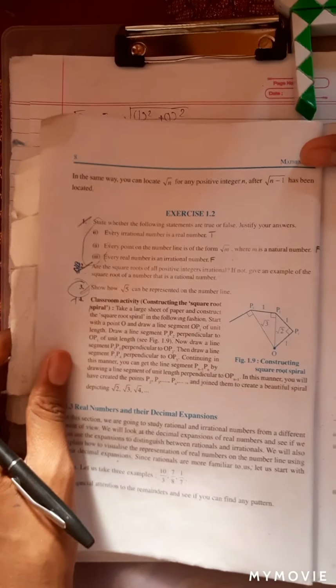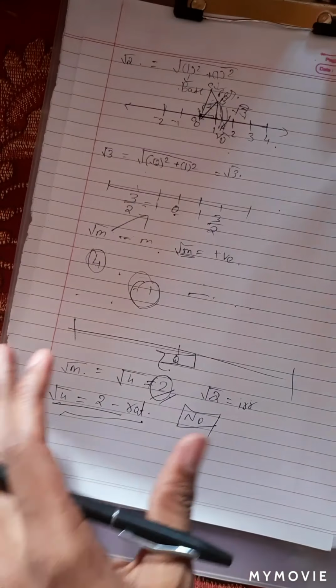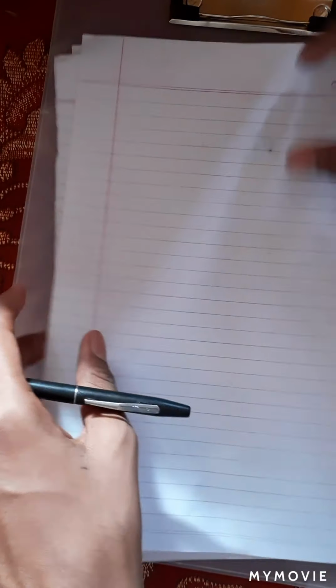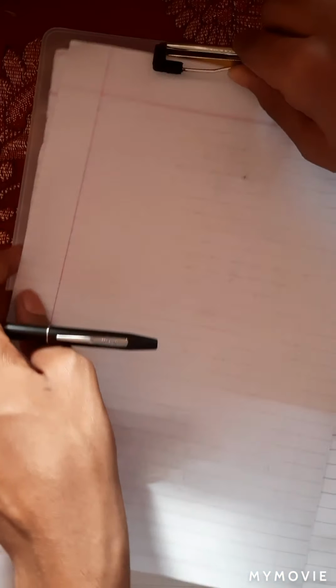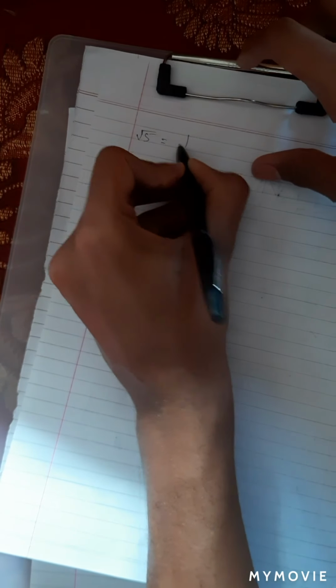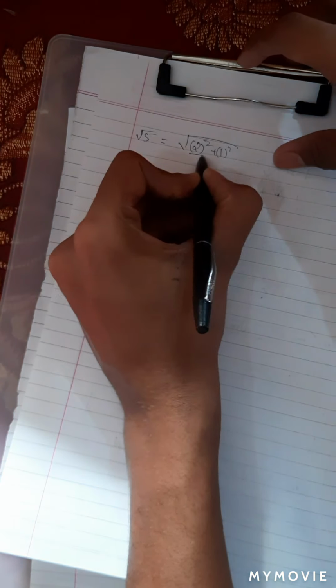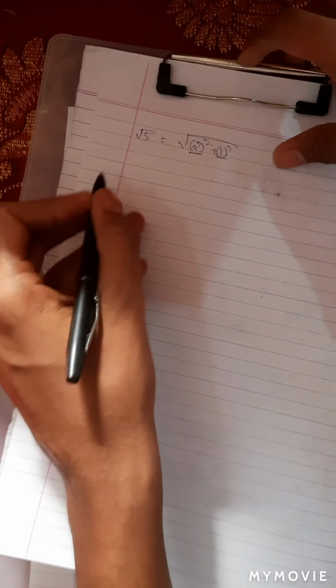And now let's go to question number 3. Show how under root 5 can be represented on the number line. So according to Pythagoras theorem, under root 5 equals under root of 2 square plus 1 square. Here 2 is the base and 1 is the perpendicular.